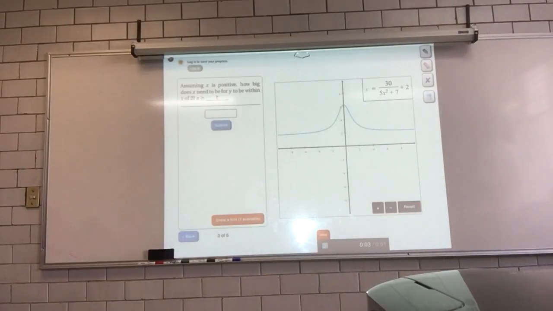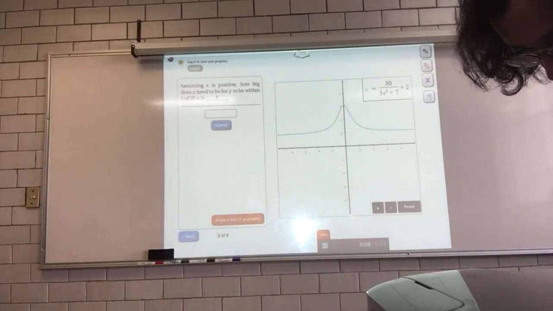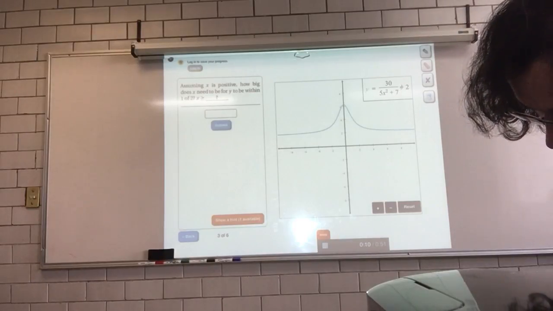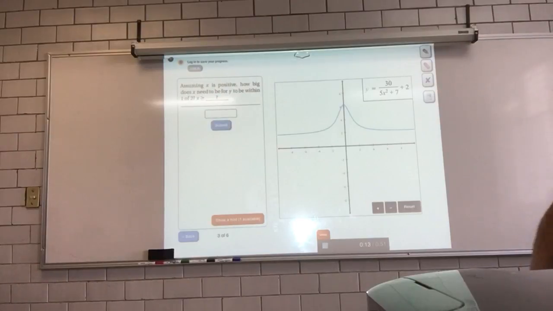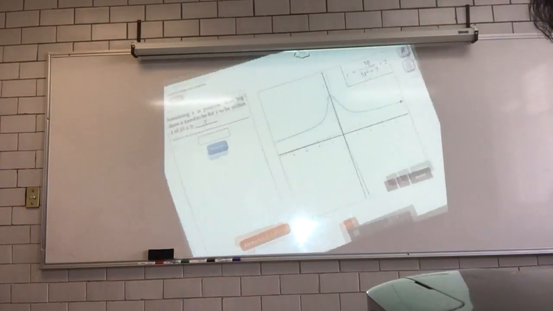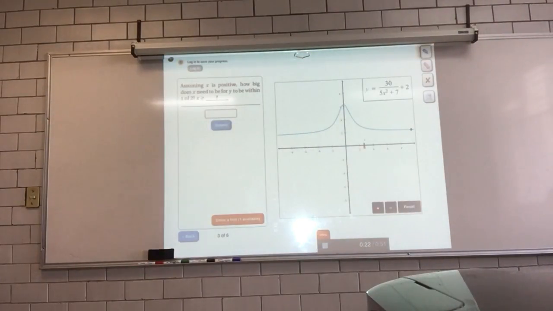Let's write the function from the previous page as y equals 30 over 5x squared plus 7 plus 2. Okay, we said that this function has a horizontal asymptote at y equals 2. So as x gets really, really big, the y value approaches 2. So that means that there should be some value of x, let's put it over here, so that beyond this value of x, every single y value is getting closer and closer to 2. Not only that, but every single y value is within 1 of 2. So every single y value is going to be inside this window here. So the question is, what is this value of x?